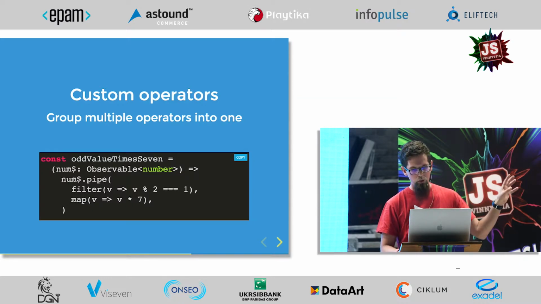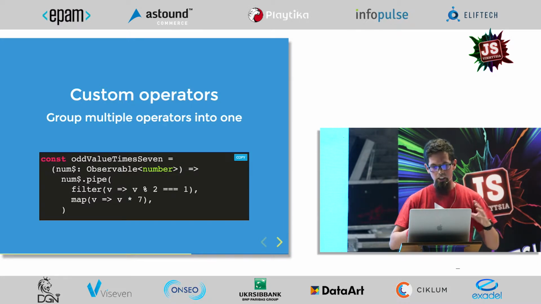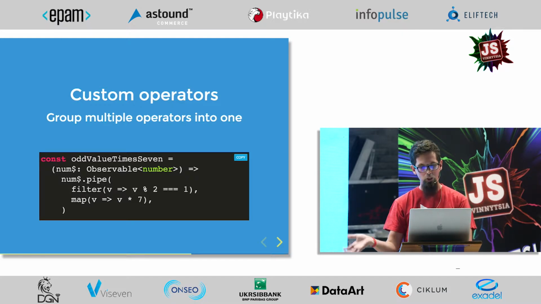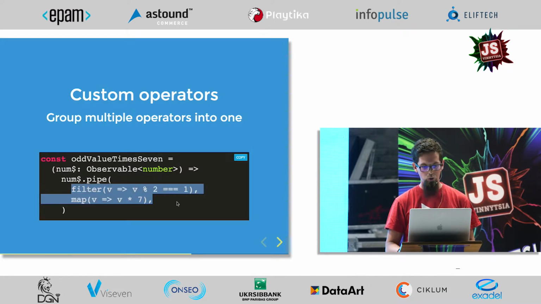So to come back to an example from the beginning, we could extract those two functions, filter and map, into one operator, in this case odd values times 7. So we know that we will get only odd values and then multiply them by 7 using only this operator. And this is just a function that takes a source stream of numbers and pipes it through two built-in operators, and that's all it does. So it is also pretty simple, and everyone can benefit easily from that.